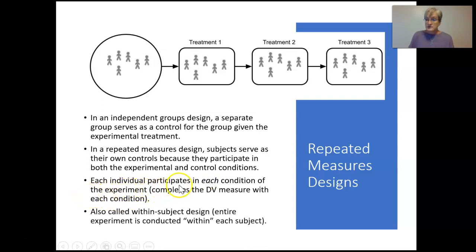Another name for this type of design is a within subjects design. And the word within suggests you're using the same group of people, but you're measuring them under different conditions. So it's within the subject group. That's in contrast to between groups designs, which is another word we use to describe independent groups designs, where you're comparing different groups of subjects in terms of their performance on the dependent variables of interest.